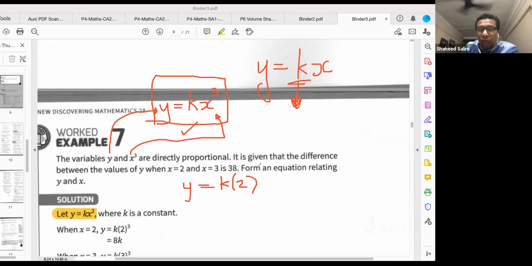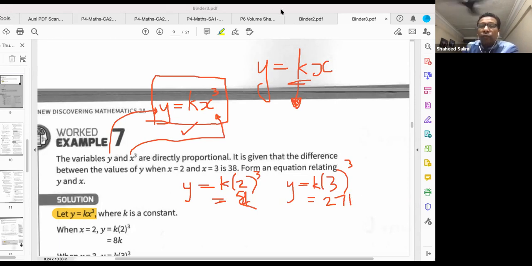To the power of 3. You follow this formula down here. So 2 times 2 times 2 is 8, 8K. This is when X is 2. The other one, you put the value of X to be 3. So 3 times 3 times 3 is 27, right? 3 times 3, 9 times 3, 27.